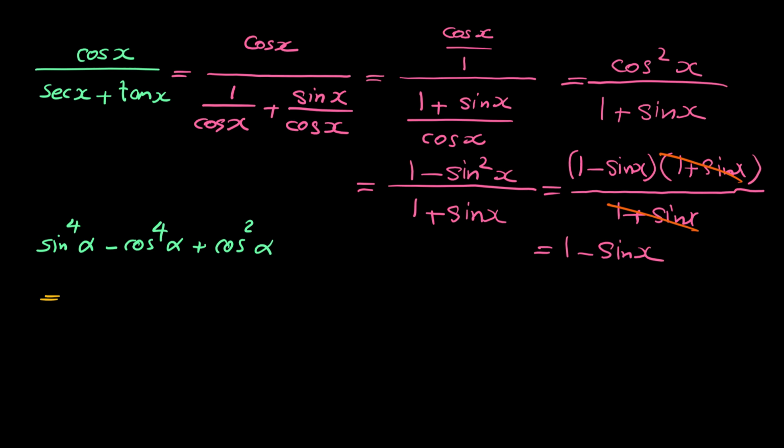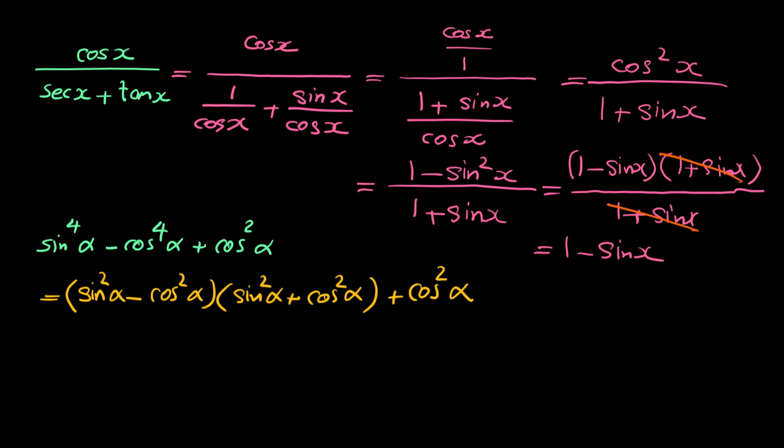This is not really a simple example. This is a little advanced example. So if you cannot simplify this right away by yourself, it's completely normal. Sine to the 4 minus cosine to the 4 can be factored in the form of (sine squared minus cosine squared) times (sine squared plus cosine squared). And we leave that extra cosine squared here.